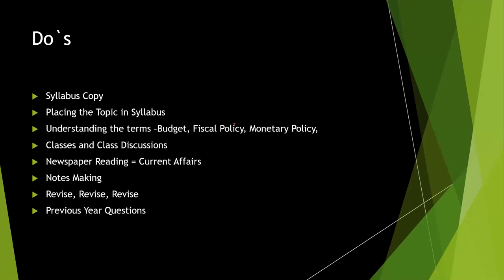Syllabus copy, learn the syllabus by heart. Placing the topic. The most important thing that you should learn is, when you look at a question, you should be able to place that particular topic in your syllabus copy. Means you should know your syllabus by heart. Remember that. Your syllabus copy should always be with you. Make the habit of placing the topic in the syllabus, because you'll have at least 10 chapters. Place the topic in the syllabus, and half of the work is done. You'll be able to understand the answers.